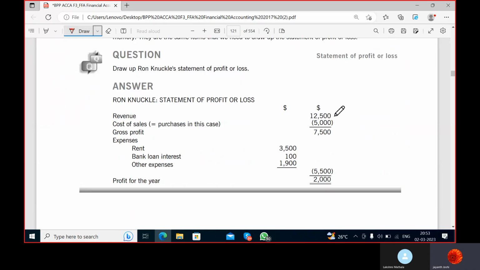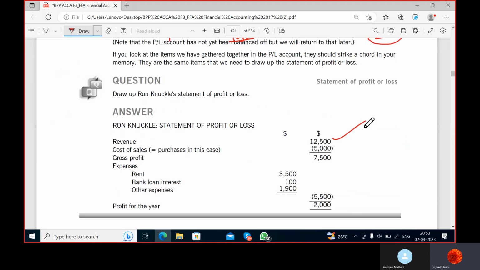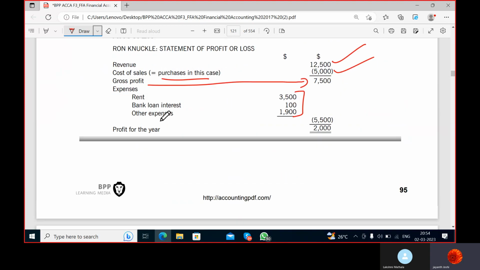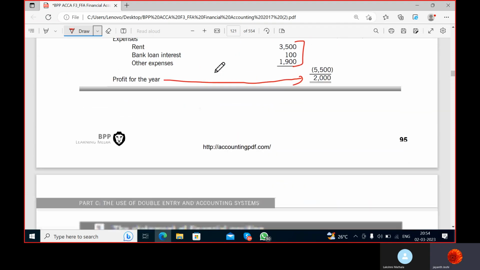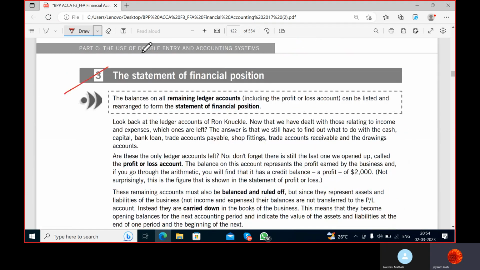Now this is the statement. In the statement, what we'll do is take revenue 12,500 and your cost of sales, which is purchases here because you don't have opening inventory and all, it is 5,000. You get gross profit. And all the expenses you remove, you get the net profit or profit for the year. Okay. This is the statement format. Once have a look through this, then we have to do the statement of financial position that we can do tomorrow. Correct?